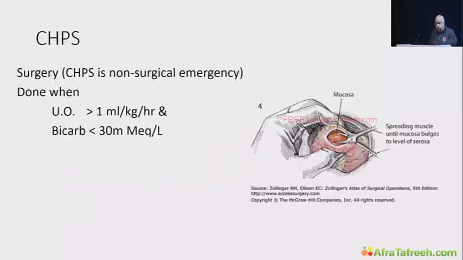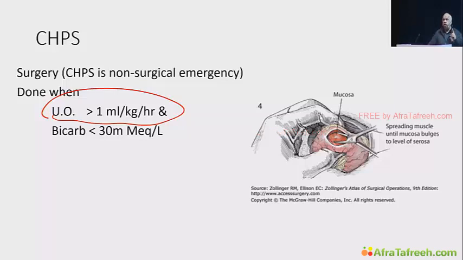And this figure you need to remember: the best parameter to assess dehydration and hydration is urine output. Why do you have to remember this? The same figure we say in burn also. What is the ideal urine output for a child? 1 ml per kg per hour. Once you have achieved this urine output, it means you have corrected dehydration. Once you have achieved bicarbonate less than 30, it means you have corrected alkalosis, and now you can operate.